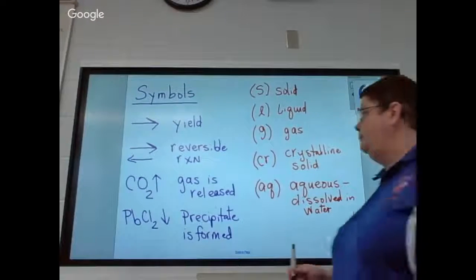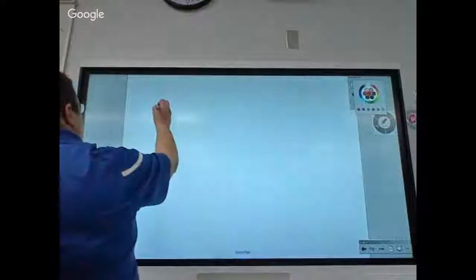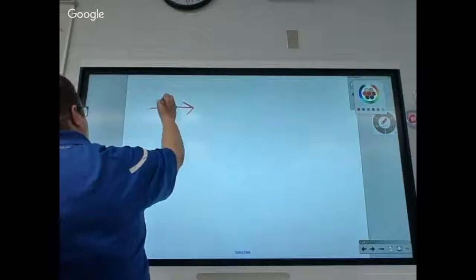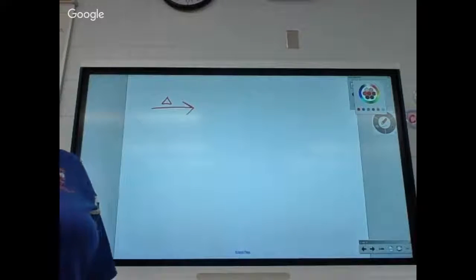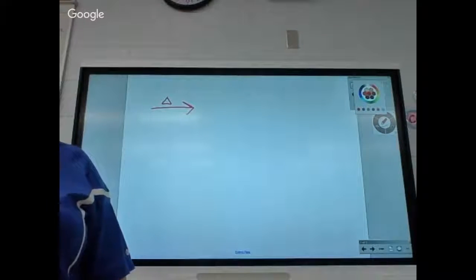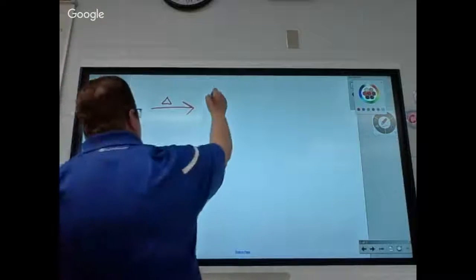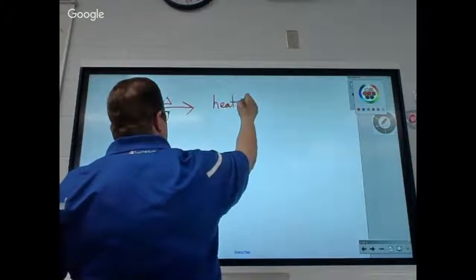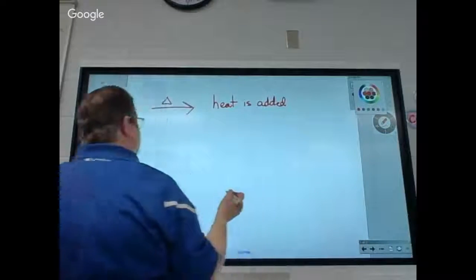Now, let's see. What have I forgotten? Stuff written on the arrows. Suppose we write something on the arrow, like a triangle. What's a triangle on the arrow mean? What did you say? You might have been right. I didn't even hear it. All right. It means heat is added. Well, I couldn't have told you if you were right or wrong if you don't say it.